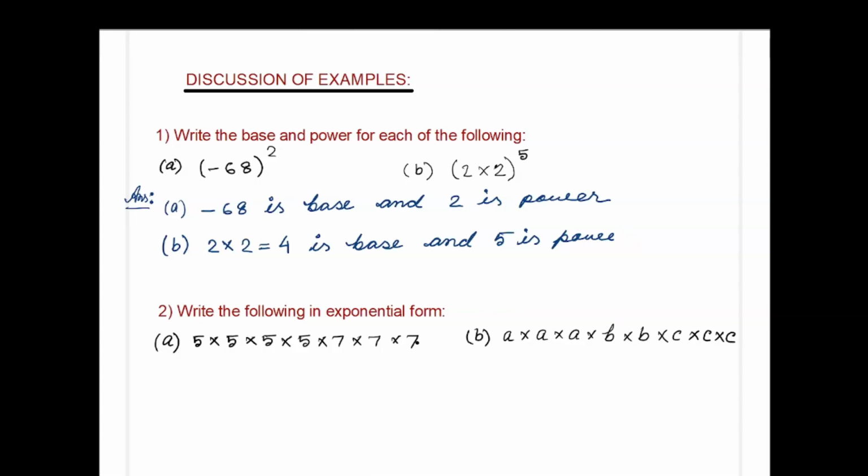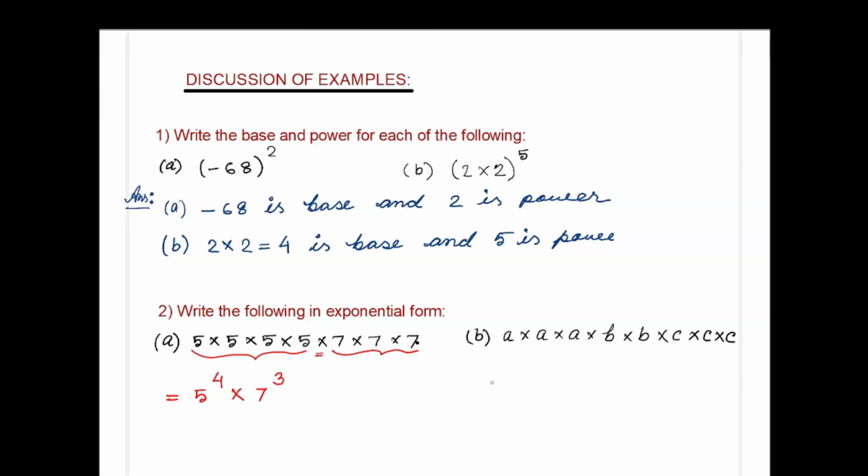Next question. Write the following in exponential form. Exponential form means something to the power something; like that we have to write. Here two numbers are there, one is 5 and another is 7. 5 is multiplied how many times? 4 times. So we write 5 to the power 4. In between, what is the symbol? Multiplication. And how many 7s? 3. 7 to the power 3. That is the exponential form.